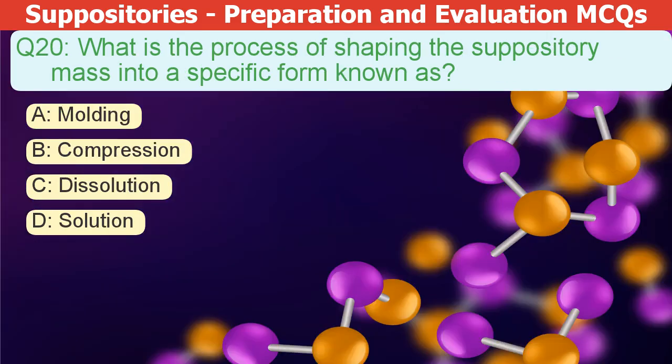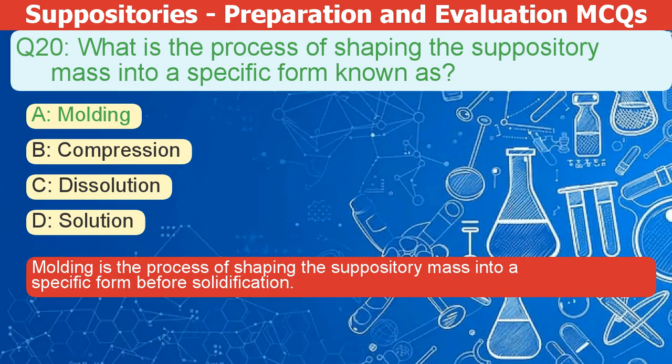What is the process of shaping the suppository mass into a specific form known as? A. Molding. B. Compression. C. Dissolution. D. Solution. The correct answer is A. Molding is the process of shaping the suppository mass into a specific form before solidification.